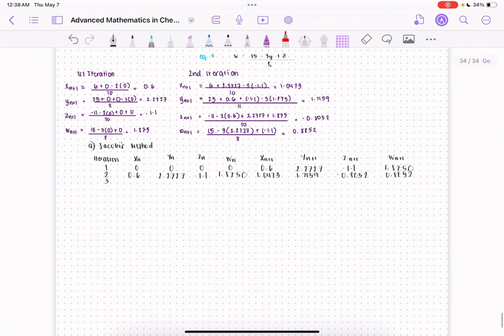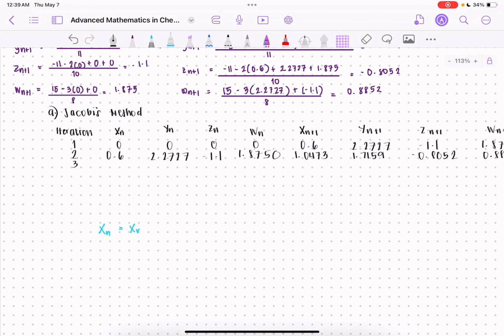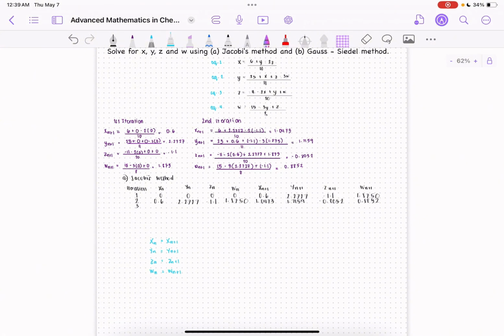So we're going to iterate again and again until the value of our x sub n and our x sub n plus 1 are equal to each other. So that would be our x sub n is equal to our x sub n plus 1. Our y sub n is equal to our y sub n plus 1. Our z sub n is equal to our z sub n plus 1. And our w sub n is equal to our w sub n plus 1. So you're going to iterate again and again until they are equal to one another.